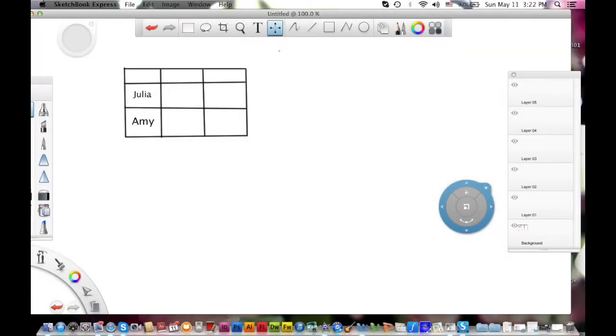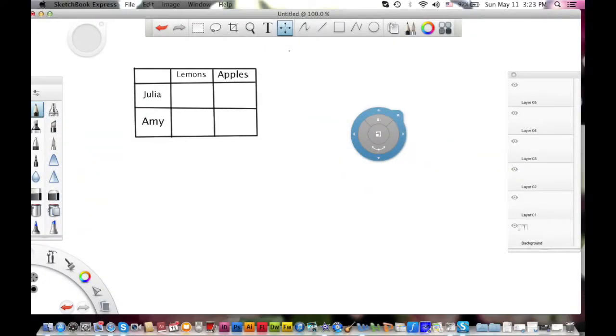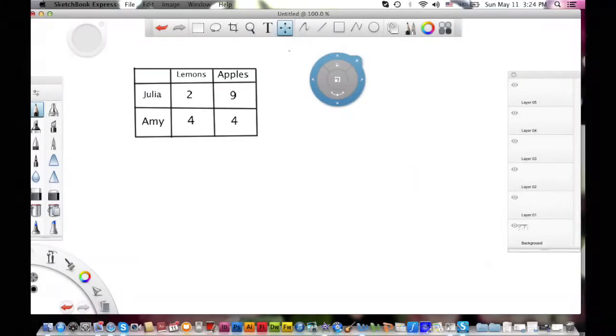This is an input problem because it takes into account the amount of land that is used to produce the final good, rather than the quantity of the final good being produced. So this table is just another example of how we can show the production possibilities for both Julia and Amy.